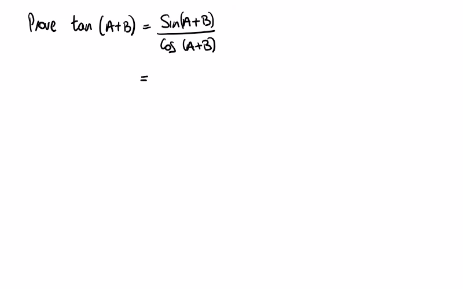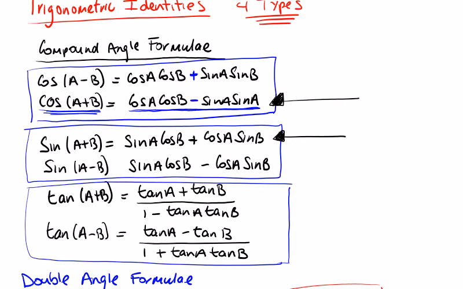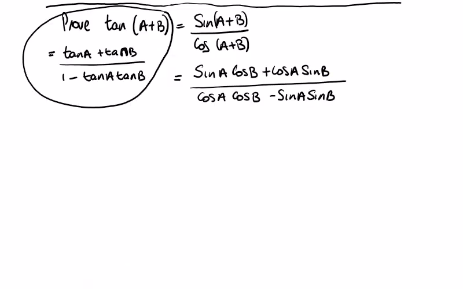Okay, let's try this. Prove tan A plus B is equal to sine A plus B over cos A plus B. So we need the replacement method, the hide and seek. Let's go find sine A plus B and cos A plus B. So here they are. Oh, I wrote A there earlier, that should be a B. So cos A plus B is cos A cos B minus sine A sine B, and sine A plus B is sine A cos B plus cos A sine B. So let's bring them down below.